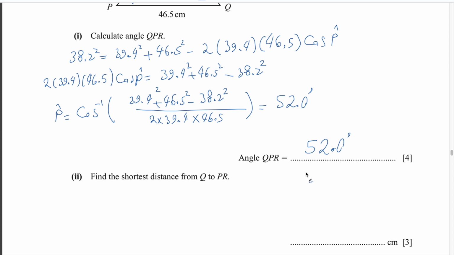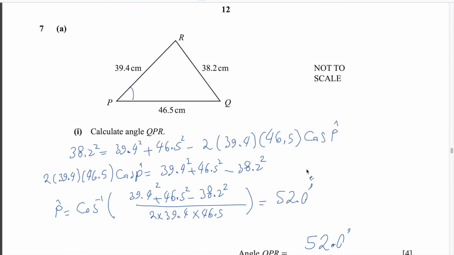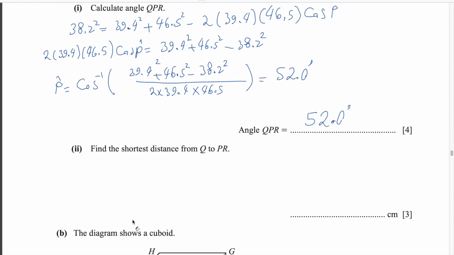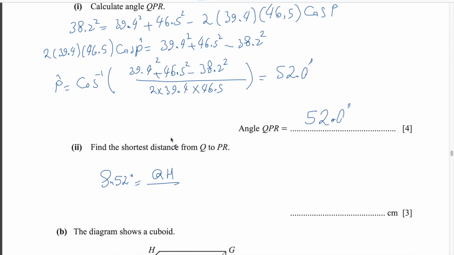It says find the shortest distance from Q to PR. Shortest distance is always the perpendicular distance from Q to PR. You construct a perpendicular line. So this is what I label H. QH is asked. So you have a right angle triangle, you have this angle which is 52, and this is the hypotenuse. So for QH, you can use sine for angle 52. You can say sine of 52 is opposite, which is QH, over hypotenuse, which is 46.5.